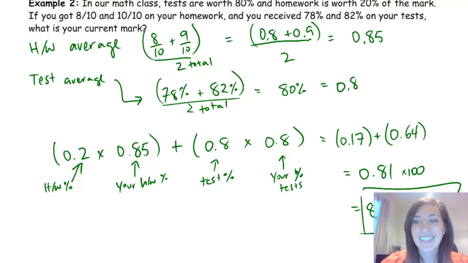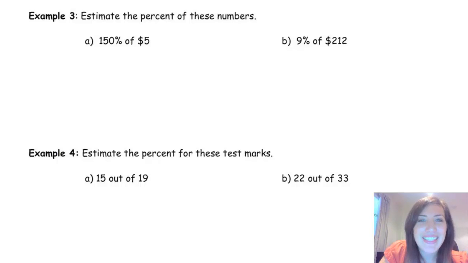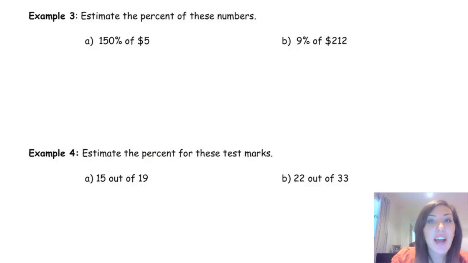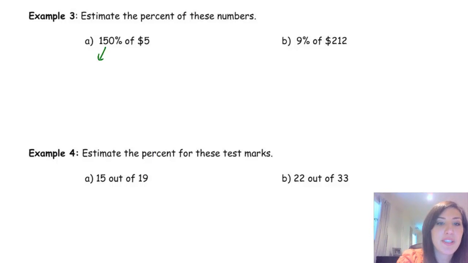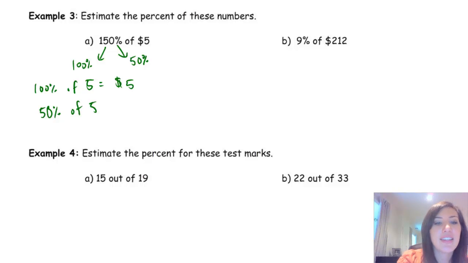Great. Let's estimate the percent of these numbers. For 150% of $5, we can break this down to 100% and 50%. So 100% of 5 is $5, and 50% is just half, which is 2.5. To get 150%, we just say 5 plus 2.5 gives us 7.5. Since we're in money, we can say $7.50.